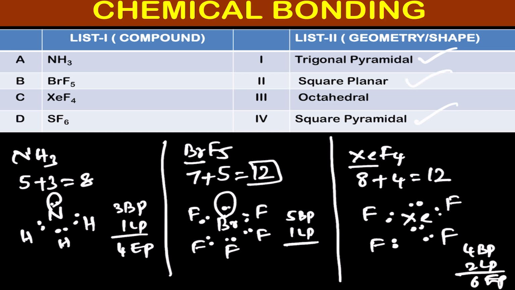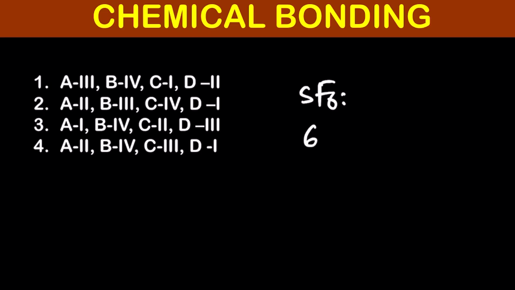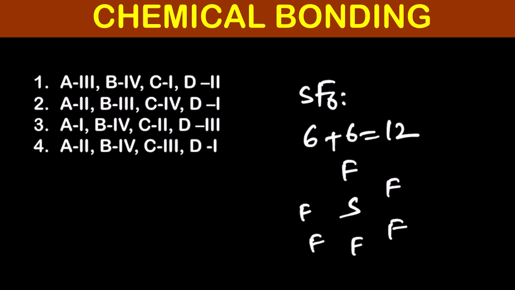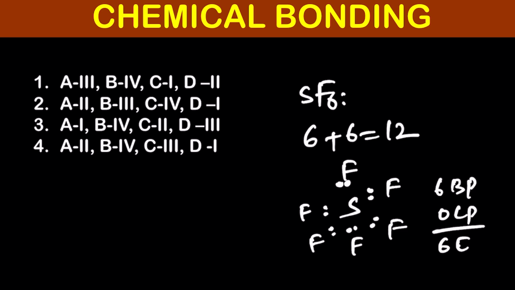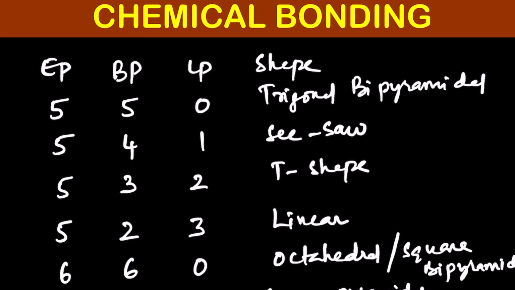So leftover SF6 will be octahedral. Want to cross check? You can cross check. SF6. 6 from this, 6 from this, 12. So sulfur, first fluorine, second fluorine, third fluorine, fourth fluorine, fifth fluorine, sixth fluorine, 1 electron pair, second, third, fourth, fifth, sixth. All the 12 electrons are arranged as 6 bond pairs, 0 lone pairs. Total electron pairs are 6, and all the 6 are bond pairs, 0 lone pairs, octahedral.